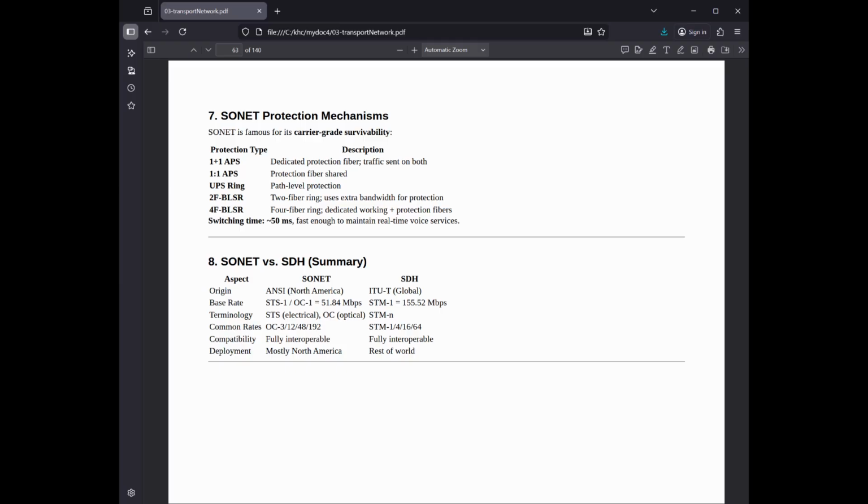Copper retirement. Since SONET was often used to aggregate T1 lines coming off copper wires, as carriers kill the copper, the need for the SONET equipment at the other end disappears.